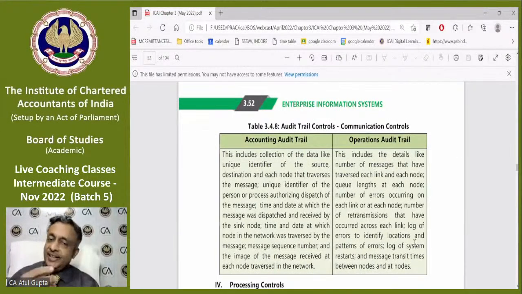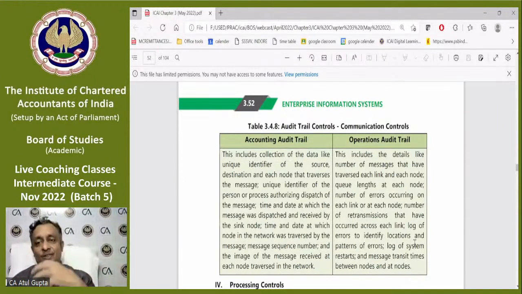Okay. So that is accounting audit trail and operations audit trail. This includes details like number of messages that have traversed each link and each node. किस जगह से कितने मैसेज गए हैं, उसका ट्रैकिंग करना. Why? Because authorities keep a track of it, because they will come to know whether there is a resource that is subject to some risk. That is why.